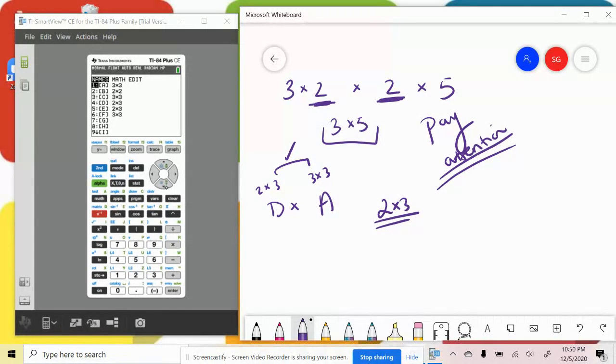So let's see. I'm going to recall. I'm in the recall area. I'm going to take second matrix D and multiply it by A. I didn't even put an operation in there, it's just put next to each other. Enter. That's my answer. I end up with a 2 by 3.